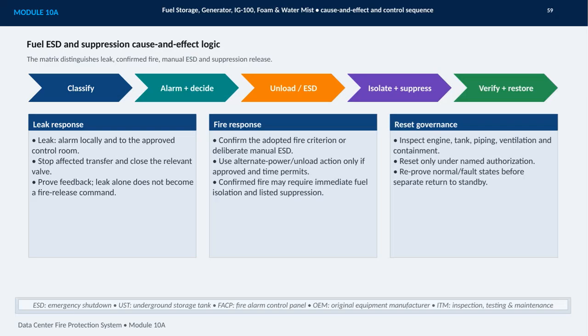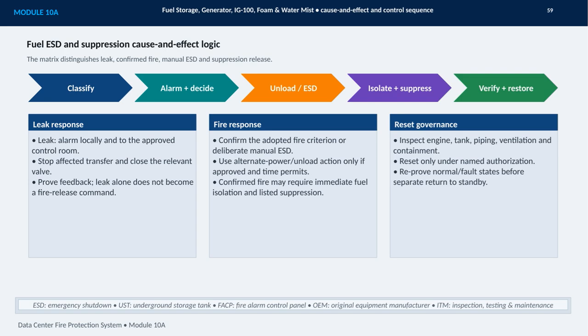This slide explains the cause and effect logic for fuel emergency shutdown and suppression. The matrix separates 4 conditions that must not be treated as interchangeable: a leak, a confirmed fire, a deliberate manual ESD, and a suppression release. The key principle is that a leak alarm does not automatically become a fire release command. For a leak, the system should alarm locally and at the approved control room, stop the affected transfer, and close the relevant valve. Feedback must then prove that the action occurred.